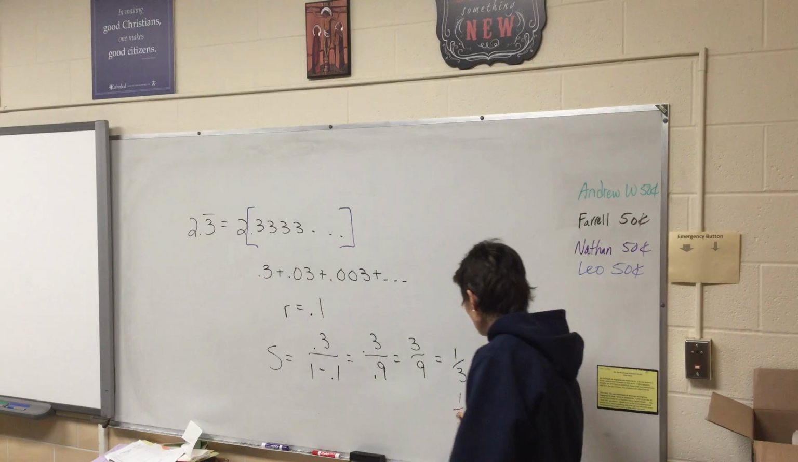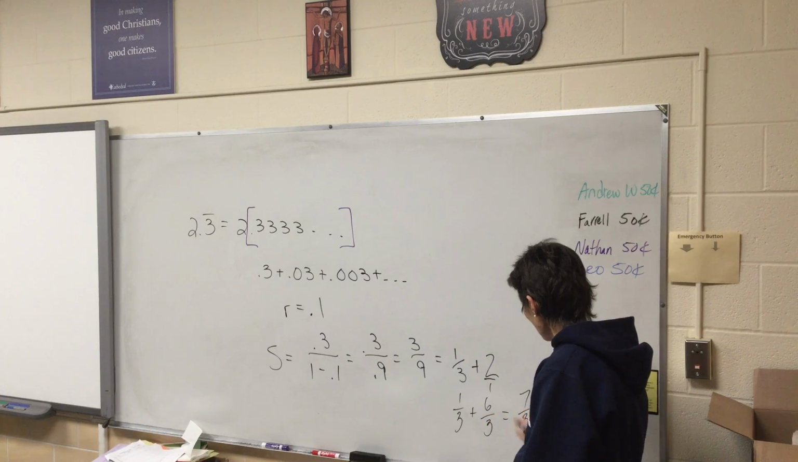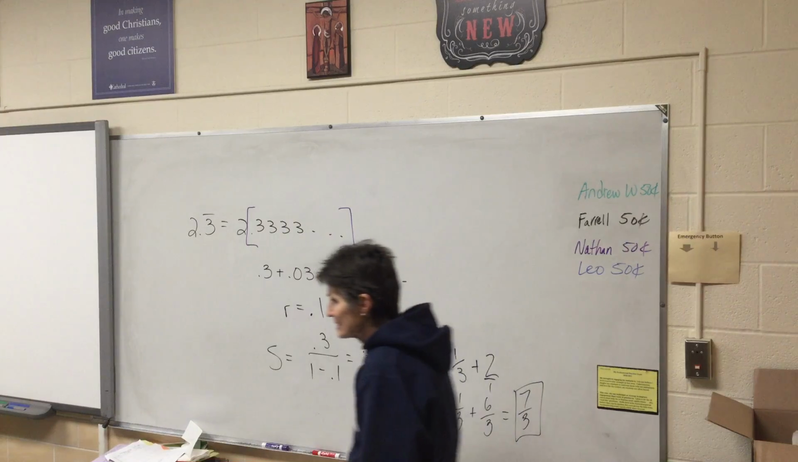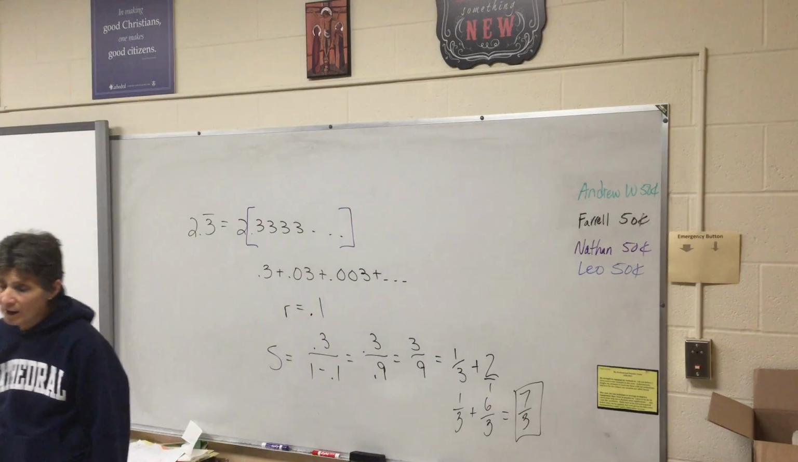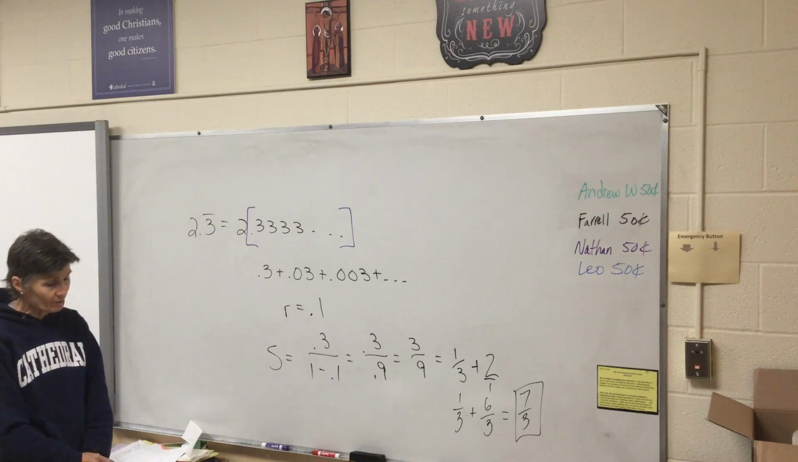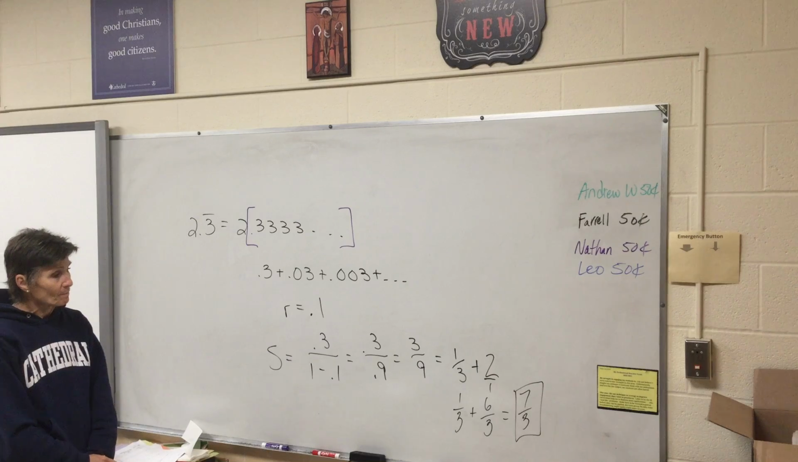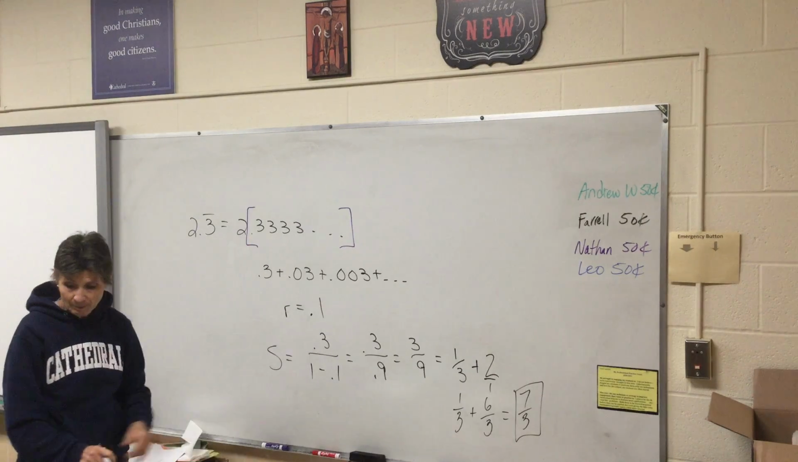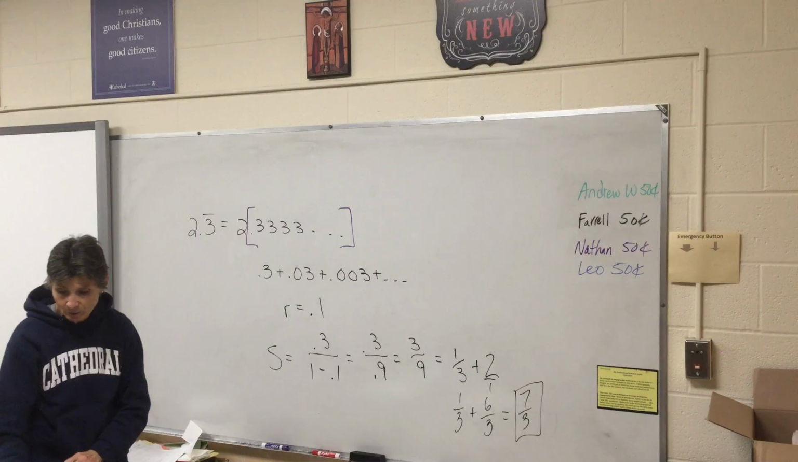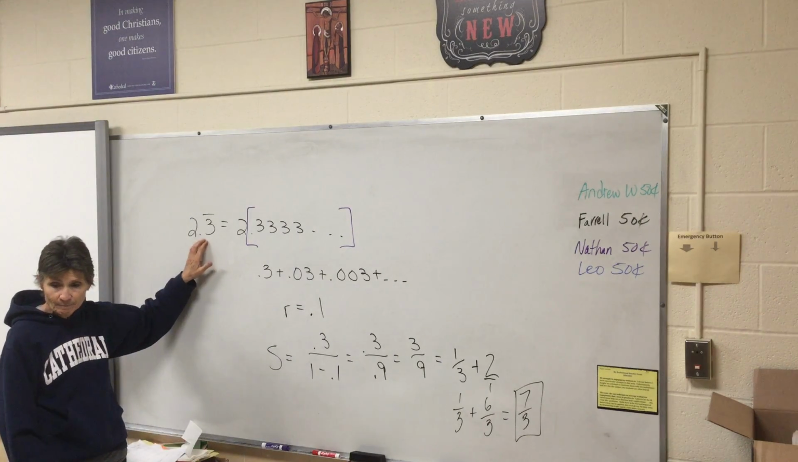So I have 1/3 plus 6/3. So my final answer is 7/3. 2/1 is 6/3 when I get a common denominator. So 7/3 is the original problem. And if you check that on your calculator, it will work. 7 divided by 3 is this right here.